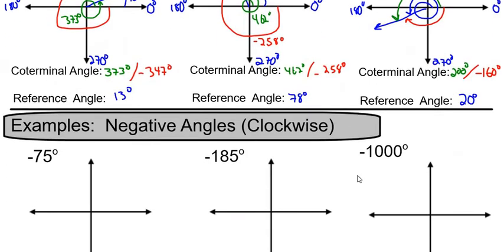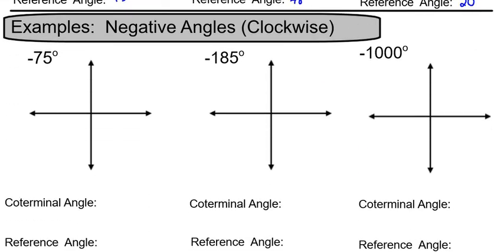All right, let's look at some negative rotations. So this is no big deal as long as you're labeling your axes. If I label it this way and say this is negative 90, this is negative 180, and this is negative 270, this problem is not difficult. It just requires you to label axes. And so negative 75 would be right about here. And so I'm going to label that as negative 75.